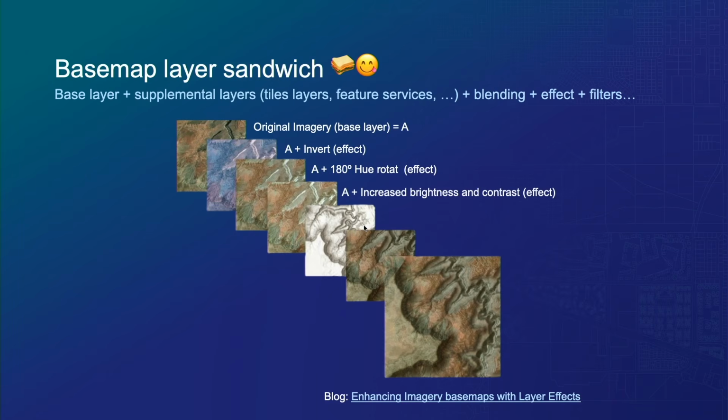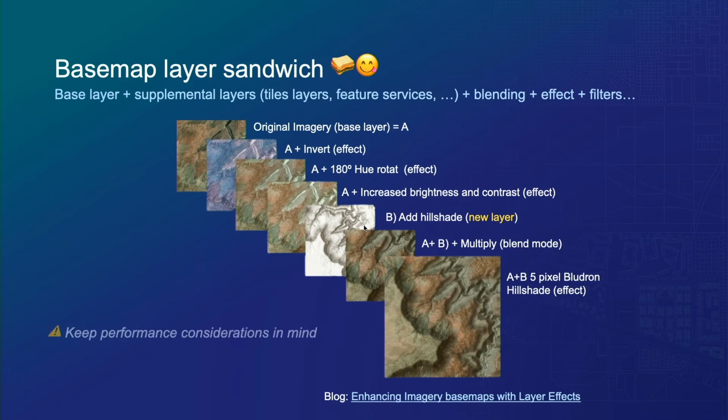Then you increase the brightness, making it still more different. And then you add a new layer, in this case a hill shade. By adding the hill shade and applying the multiply blending effect, you can get a totally different result and give that feeling that it's even 3D when it's not 3D, because we are adding that elevation layer. And if you want to make that even better, you can play around with other effects like the blur effect. So this is the concept.